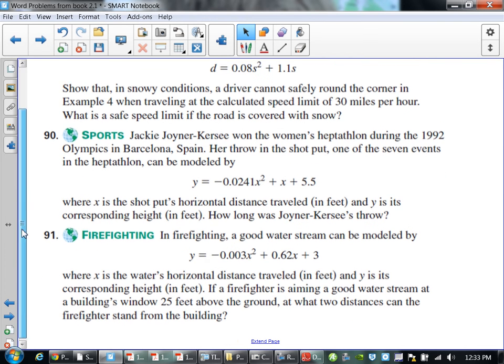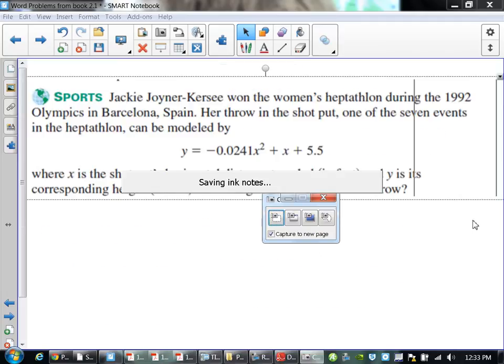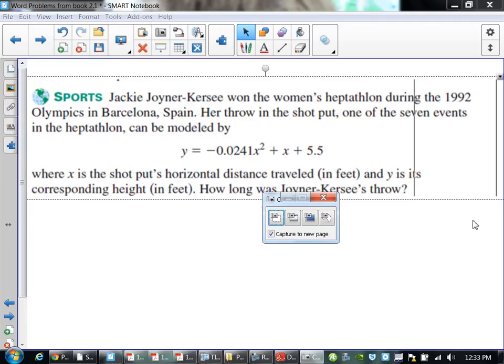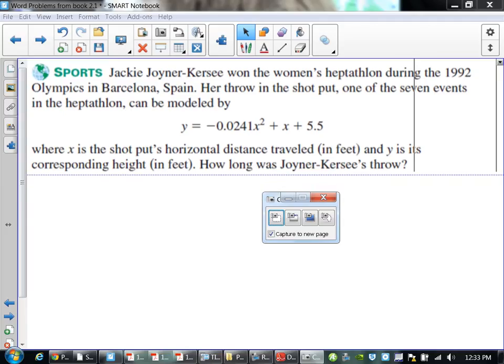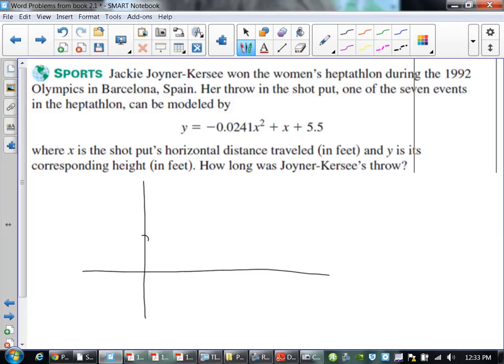The shot put. All right. The difference between the shot put and the one you just did is that this one has a C value, which means the shot put is starting somewhere off the ground. Does that make sense? According to this, the initial starting point of the shot put is 5.5 feet off the ground. So if you're looking at it graphically, it's starting here and landing out here.